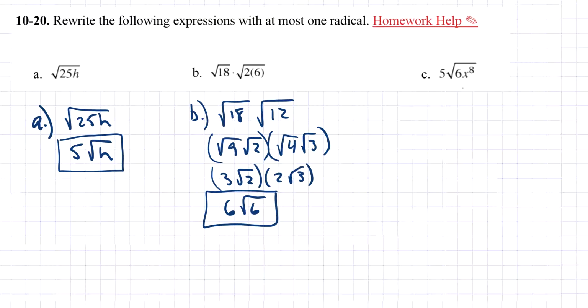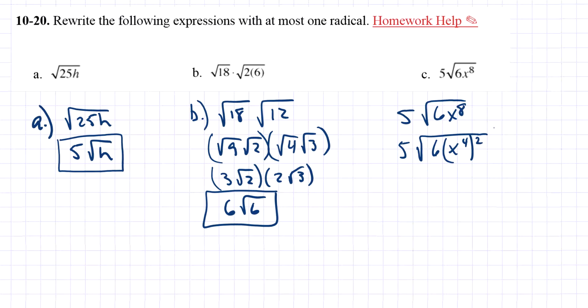Okay, so now the last one that we want to do is 5 times the square root of 6x to the 8th. Now the square root of 6 we can't simplify, but when you look at this, x to the 8th, we can do a couple different things. We can write it as x to the 4th to the 2nd power, right? And so if you take the square root of 6, we can't, but can you take the square root of x to the 4th squared?